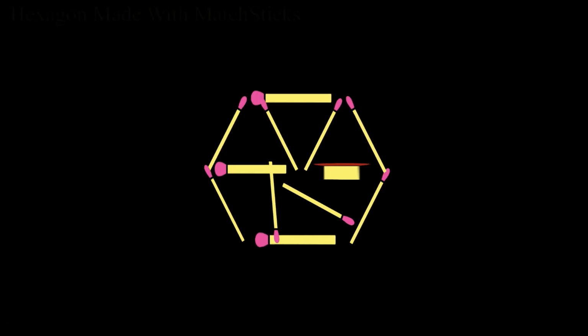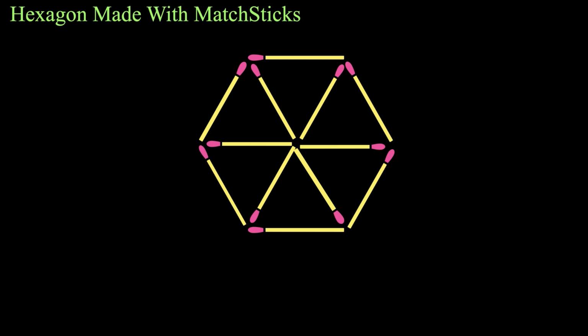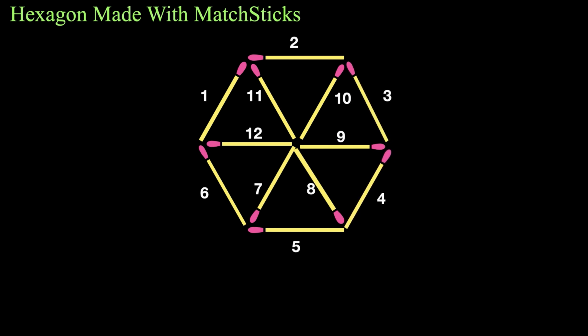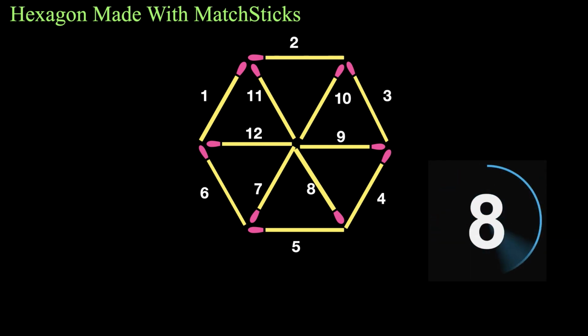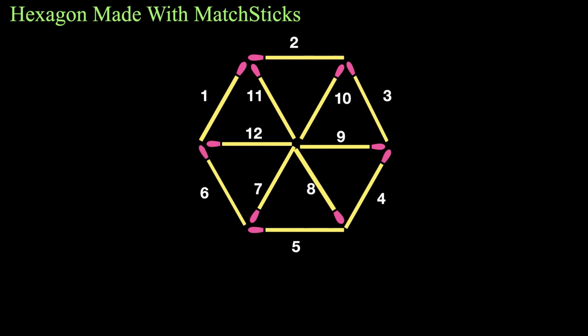Let's get into the puzzle now. Here is a regular hexagon made up of matchsticks with three diagonals in it. The task is to convert the given hexagon into three equilateral triangles by moving only four matchsticks. Let me explain the solution now.